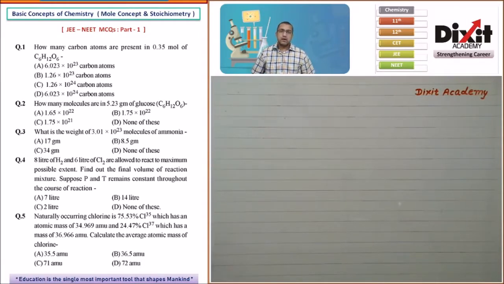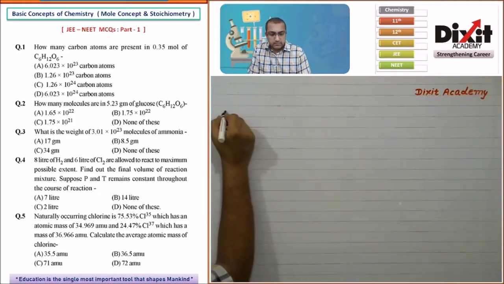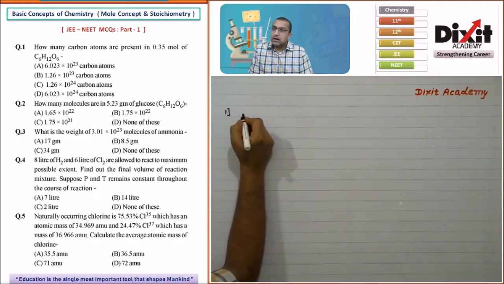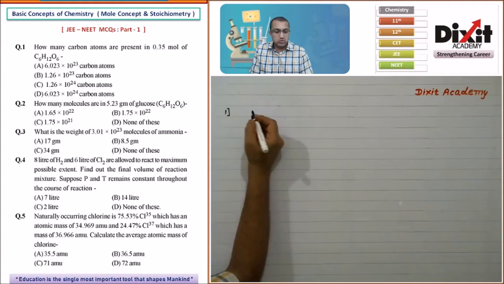Good morning. Let us begin with multiple choice questions based on concepts from the topic Basic Concepts of Chemistry. Question number 1. How many carbon atoms are present in 0.35 moles of glucose?